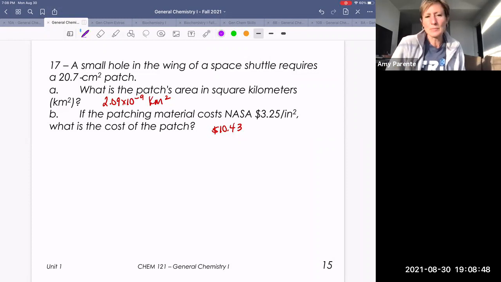The second part is a little bit more reasonable. It says, hey, if the patching material costs $3.25 per square inch, what is it going to cost us for this patch? So work through both of those.